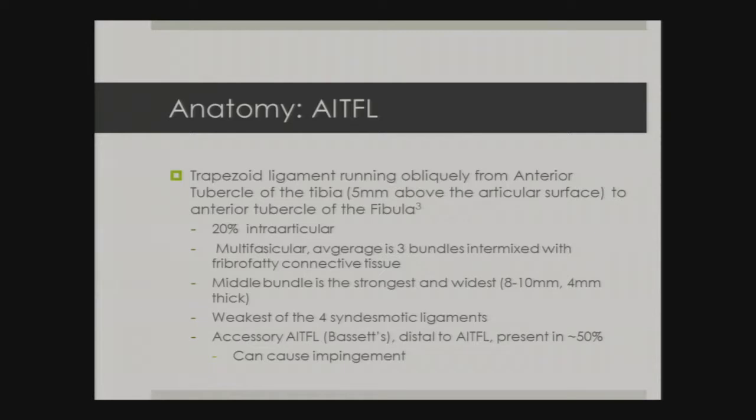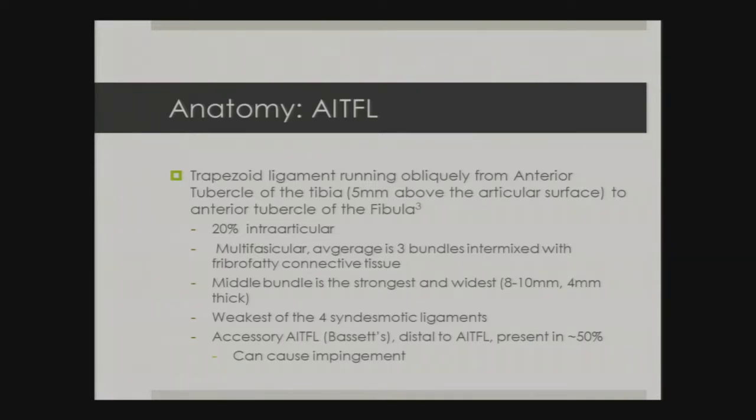So moving on to the syndesmotic ligaments, there's 4 of them. The first one we'll discuss is the AITFL, the anterior-inferior tibiofibular ligament. It's a trapezoid ligament that runs obliquely from the anterior tubercle of the tibia, around 5 millimeters above the joint surface. The distalmost 20% of it is intra-articular.